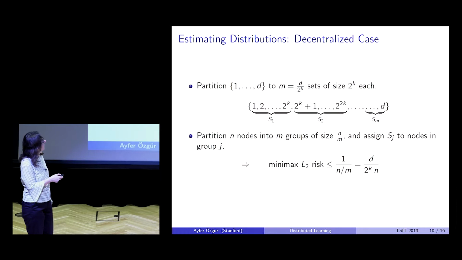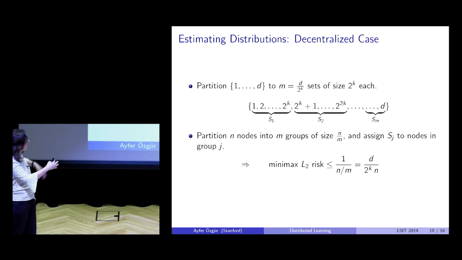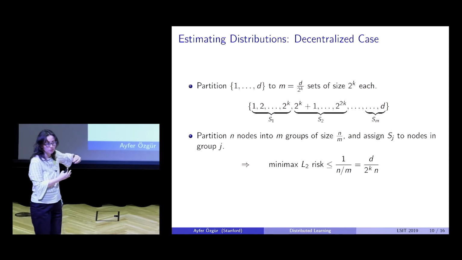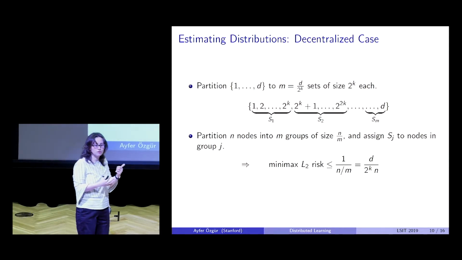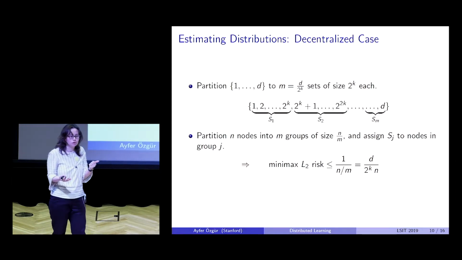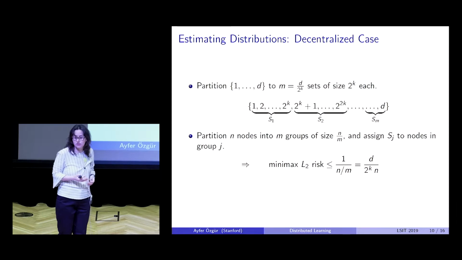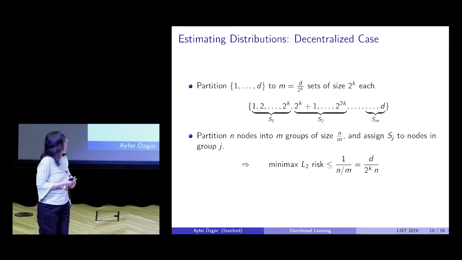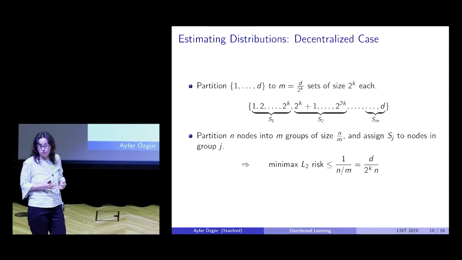So what if now your samples are distributed and you only have k bits to communicate each sample? Well, the first thing to observe is that if k is larger than log d, then you are fine, right? Because your samples come from an alphabet of size d, and with log d bits, you can communicate the samples as they are, so you can achieve the centralized performance. But what if k is smaller than log d?